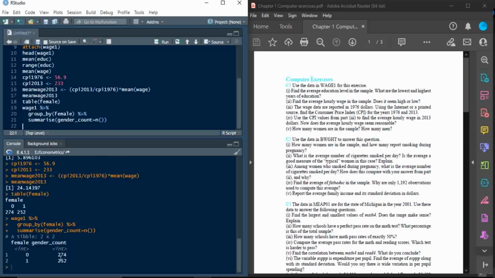So we can see the answer is the same again. The female participants are 252 and the male participants are 274. So it's just a different way of calculating the same thing. Okay, now the question is done.